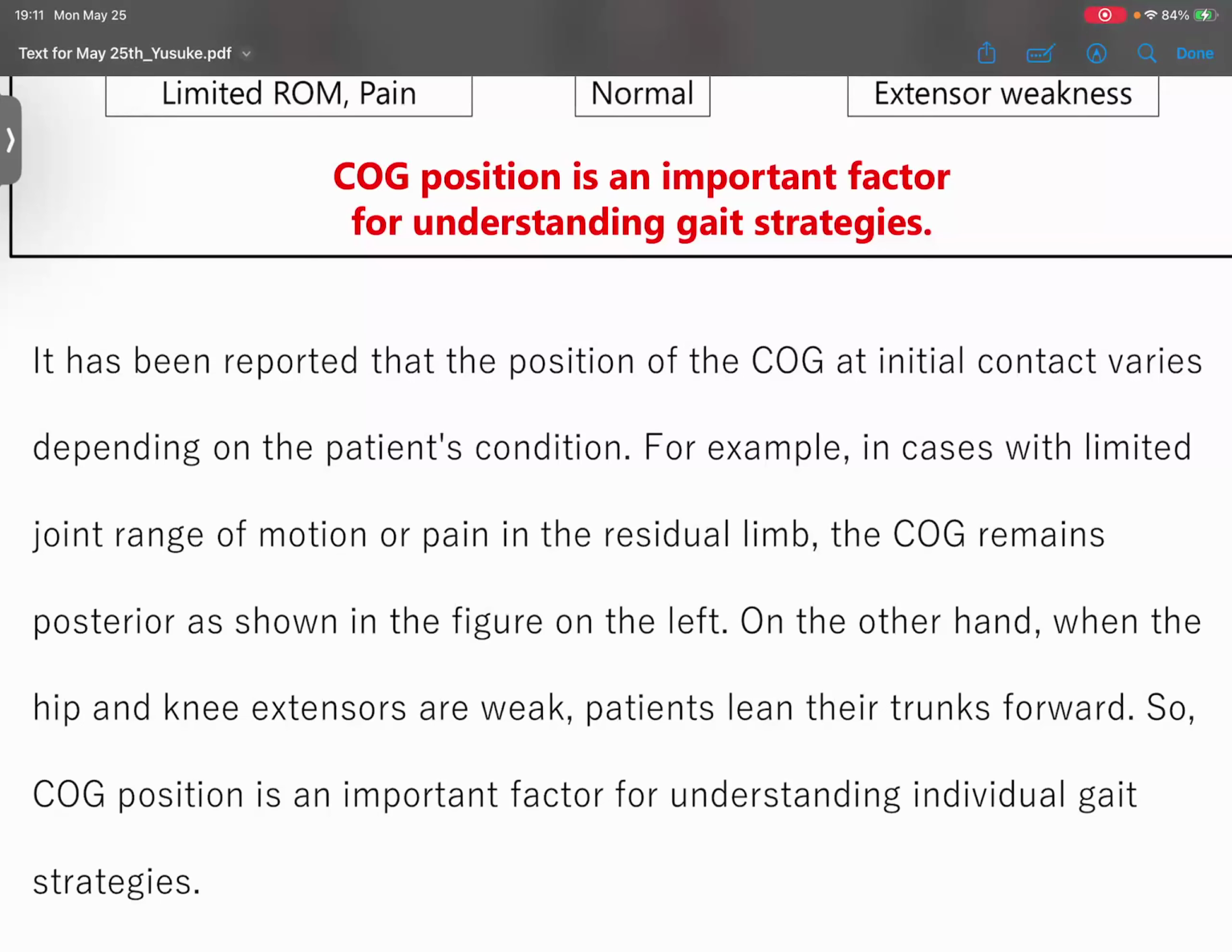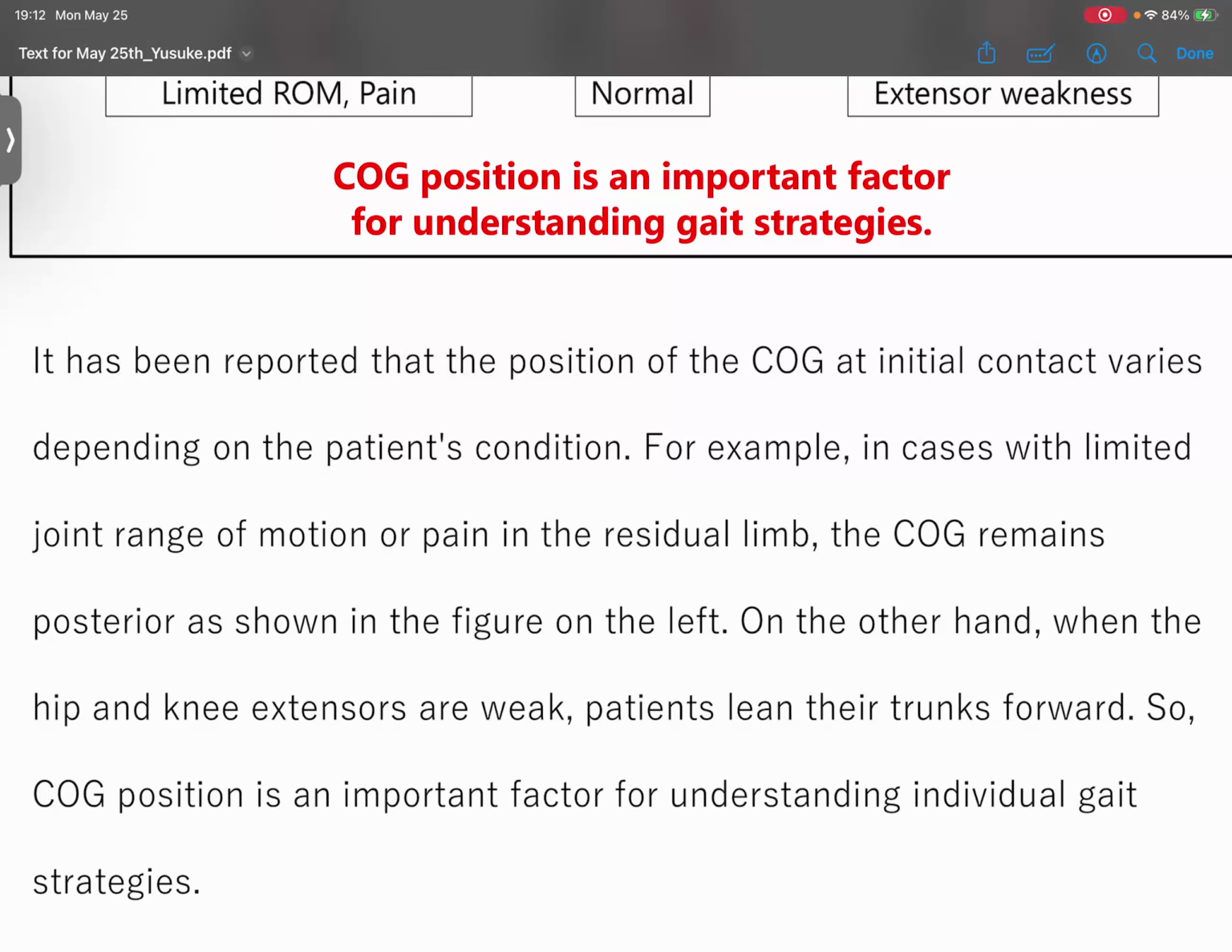On the other hand, when the hip and knee extensors are weak, patients lean their trunks forward. Forward. Good.